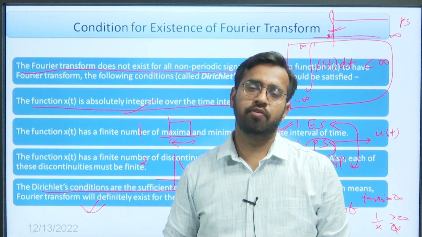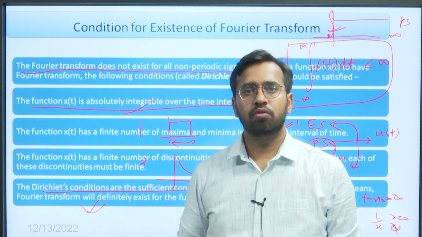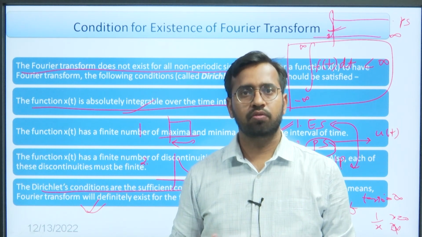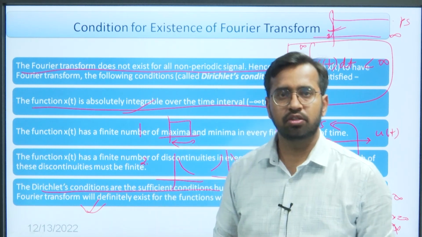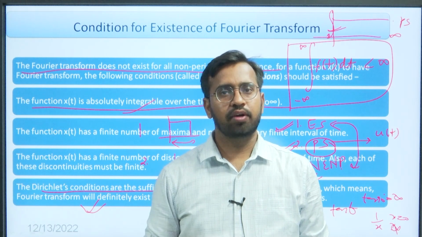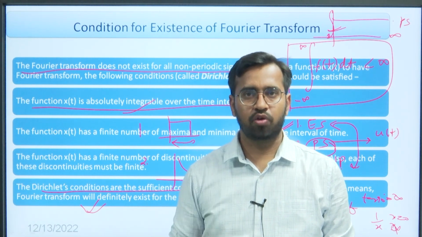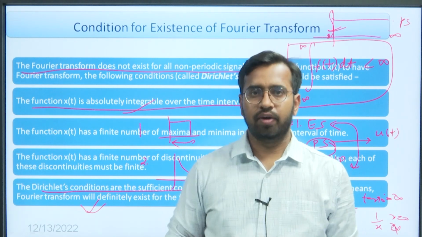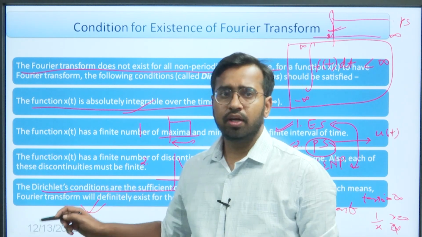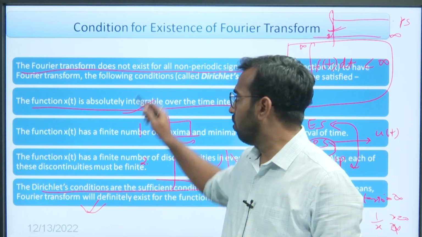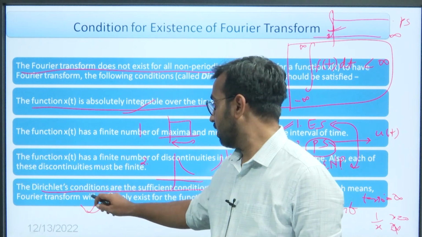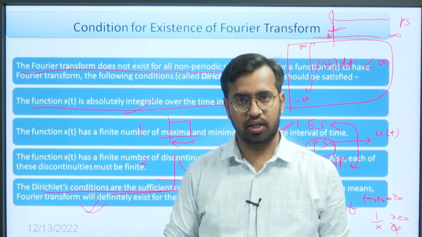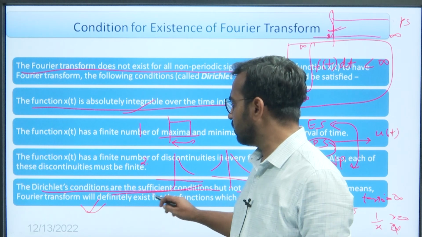The only change will be that we cannot directly find it, we will require some properties. We have some properties of Fourier transform. So, using those properties we can easily find the value of Fourier transform. Directly it is very difficult to find. So, always remember, in case of Fourier transform, these three conditions are sufficient conditions, but not necessary conditions. So, just remember this point.